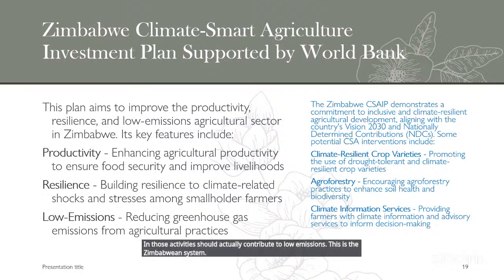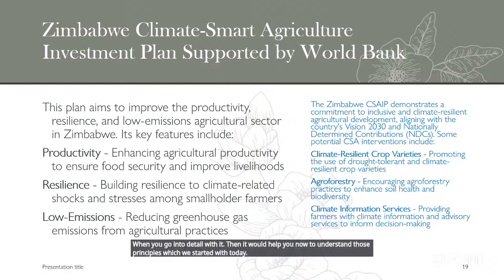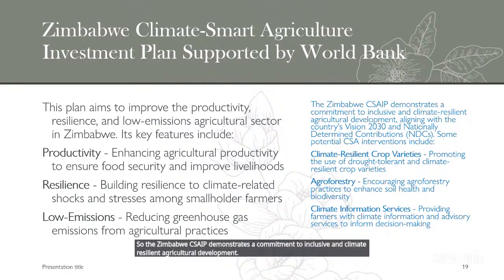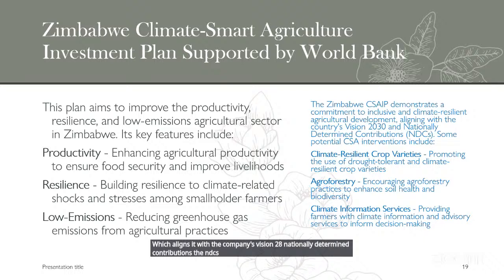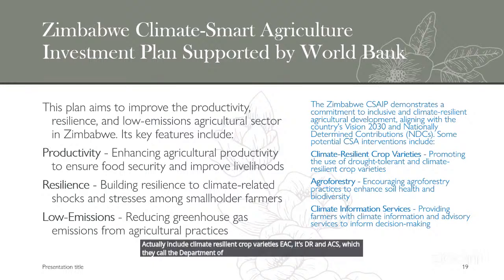When you go into detail with it, then it would help you now to understand those principles which we started with today. So the Zimbabwe CSAIP demonstrates a commitment to inclusive and climate resilient agricultural development, which aligns it with the country's Vision 2030 and nationally determined contributions, the NDCs. Some potential CSA interventions that are involved in this program actually include climate resilient crop varieties. I see the DR and SS, which they call the Department of Research and Specialist Services.